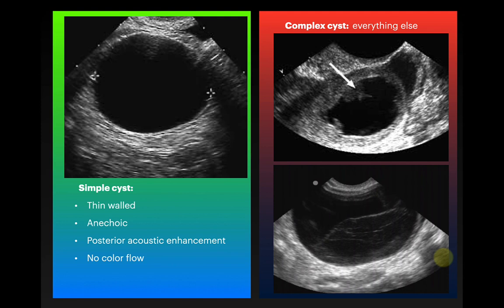Okay. So simple cysts have to fit all of these rules, otherwise it's not simple. It has to be thin-walled, anechoic, with posterior acoustic enhancement. Remember, that's when it's brighter behind it than it is in the surrounding tissue. And no color flow if you were to put color Doppler on it. Anything that breaks any of those rules is going to be a complex cyst.